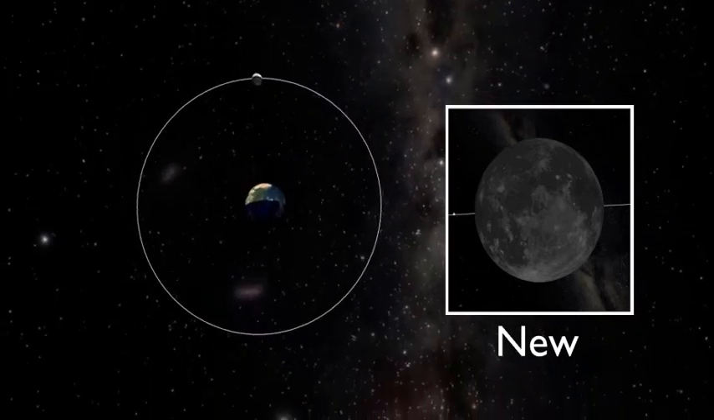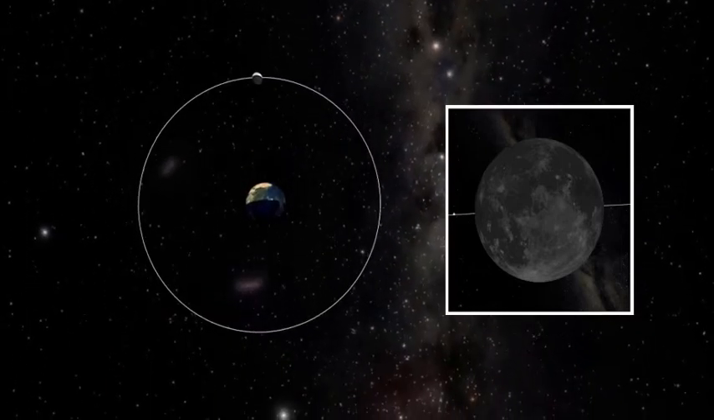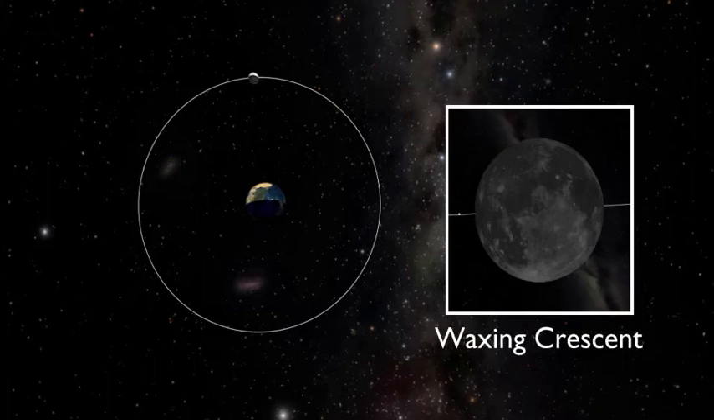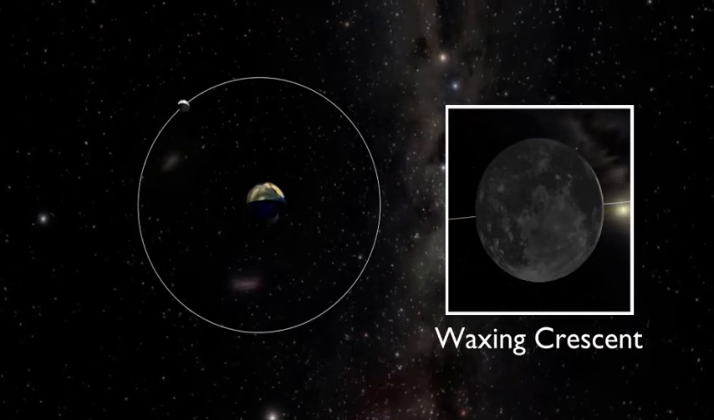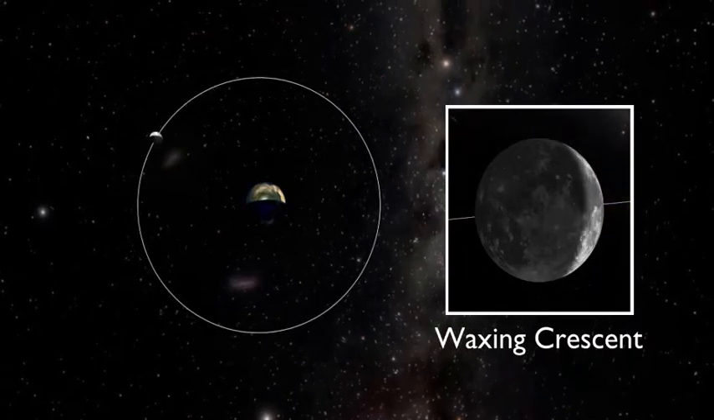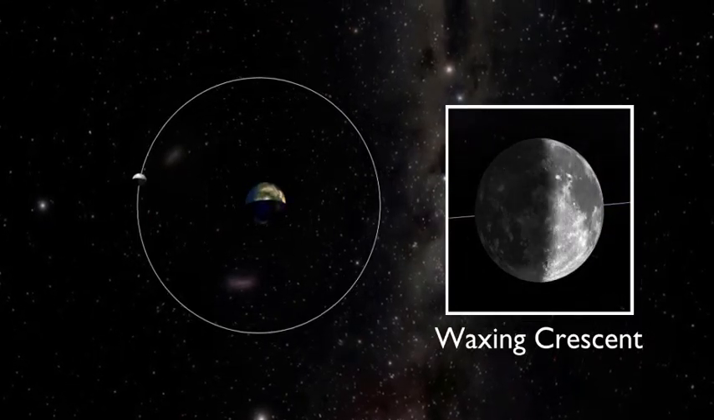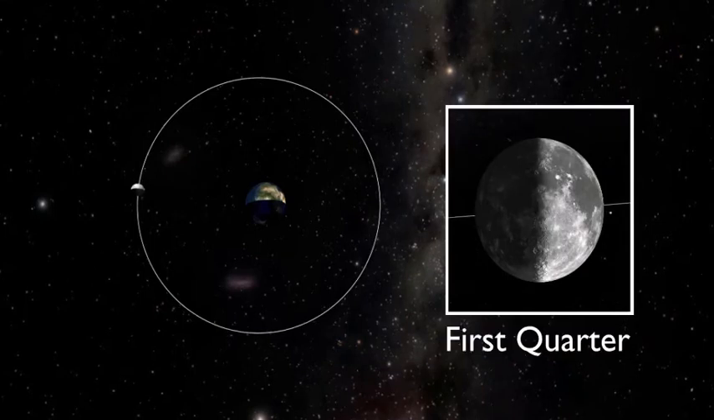So the simulation will start at the new moon phase, where the moon is between the sun and the Earth, and only the far side of the moon is illuminated by the sun. Now the moon is moving through the waxing crescent phase, and you're seeing this waxing or growing pattern of illumination on the panel to the right.